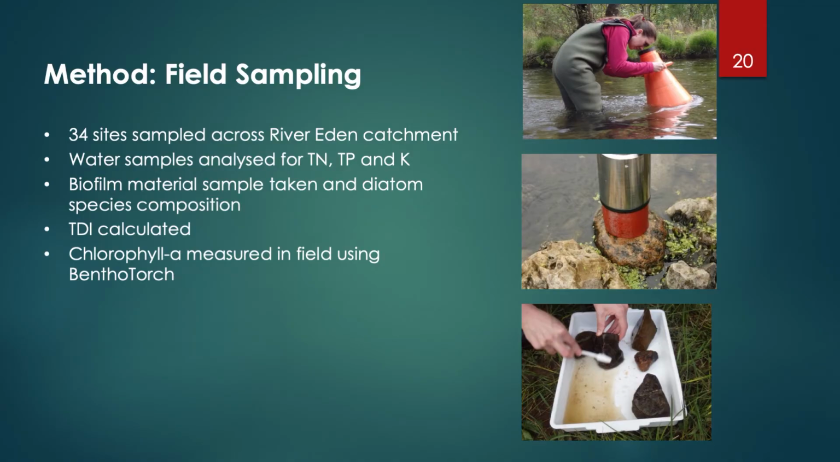So we undertook a survey across the whole catchment, and that looked at 34 sites across the Eden. They were selected based on the desktop SCIMAP risk weightings to capture from low risk to high risk across the catchment, so we knew we were going to get that variability. And we analysed that for physical properties, so NPK, but also looked at the diatoms and the trophic diatom index as an index of the ecological health, and the chlorophyll A measured in situ.